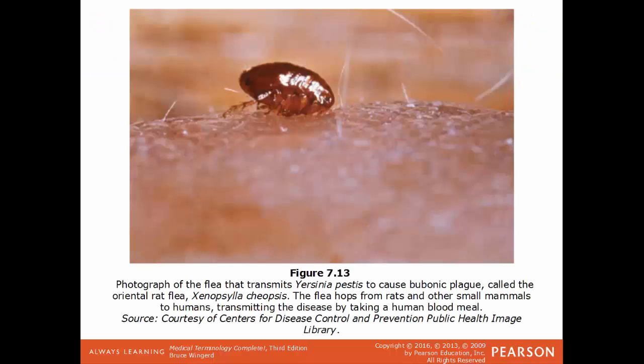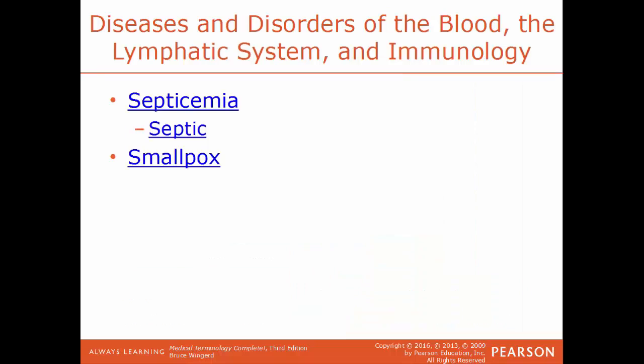In this picture, we have the flea that actually transmits one of the forms of the plague, bubonic plague. Now, in this flea is a bacteria, Yersinia pestis. So it's not the flea that's making you sick, it's the actual bacteria within that flea. Septicemia, or septic. This is a condition where you have blood poisoning due to a bacterial infection, either by the bacteria or the toxins that it is producing. And septic references the same type of condition, being infected with bacteria.